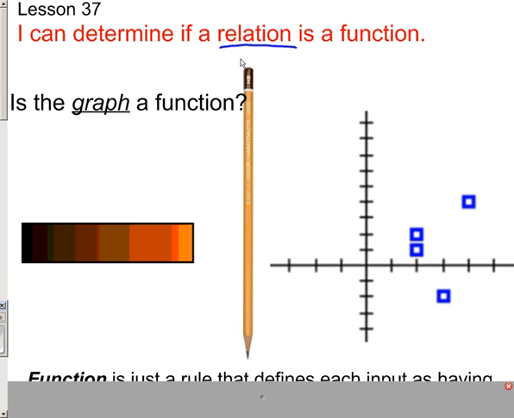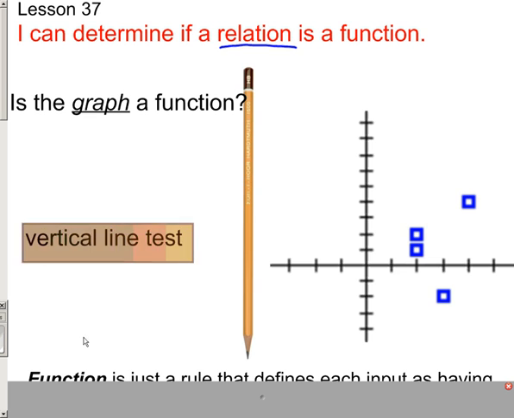Now, a graph is nothing more than a series of ordered points put onto a coordinate plane. And so this graph represents the relation. This might be a function, it might not, but it's definitely a relation, because these 4 points right here are xy coordinates of those points. And so it's just a set of ordered pairs.